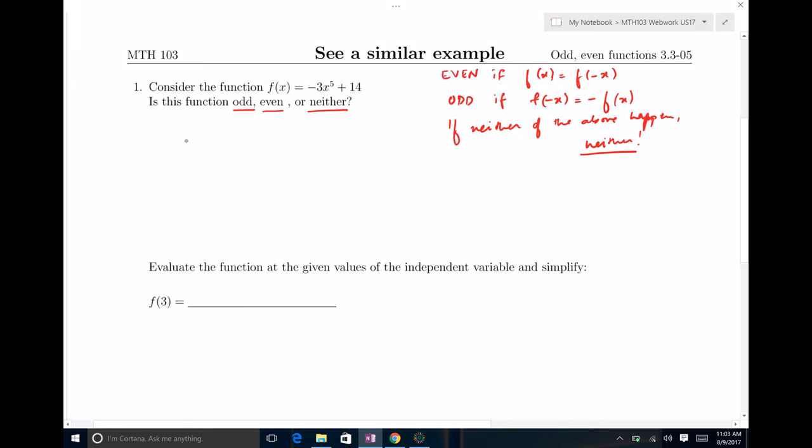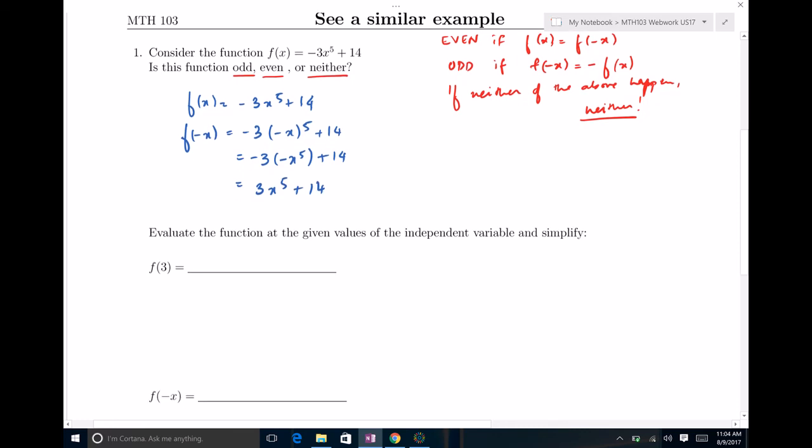So we have f of x equals negative 3x to the fifth plus 14. In order to discern whether this is odd or even, we're going to need to find out what f of negative x is. So that's negative 3 times negative x to the fifth plus 14, which is, well, negative 3, and negative x to the fifth is negative x to the fifth, because 5 is an odd power, so the negative sign is retained, plus 14. And negative 3 times negative x to the fifth is positive 3x to the fifth plus 14.